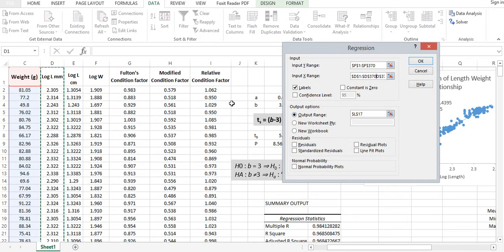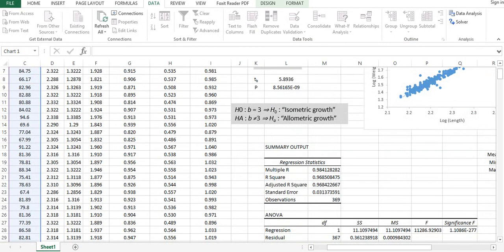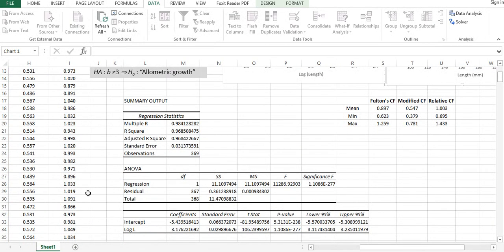After that, you click on anywhere you want your output result, and after clicking, you will get this Excel output of the regression statistics. From these regression statistics you can estimate different parameters, and you can also check whether your length relationship regression is significant or not. From here you can get your R square value, multiple R, adjusted R square, and you can also check that your regression is highly significant.